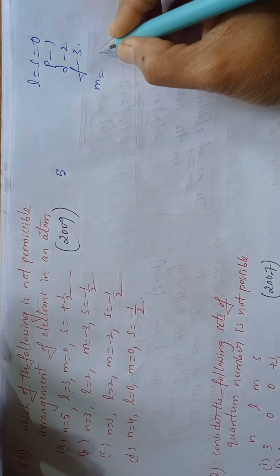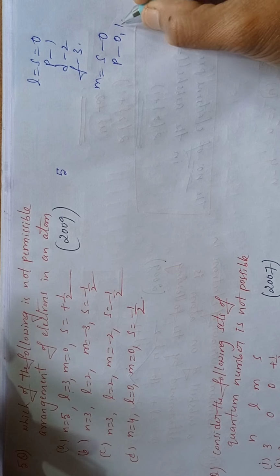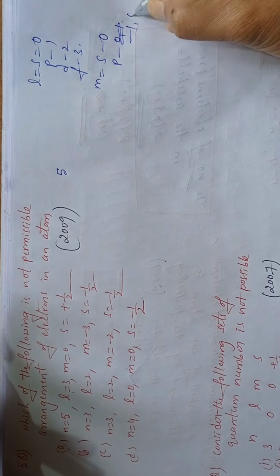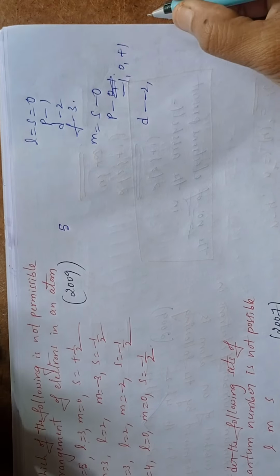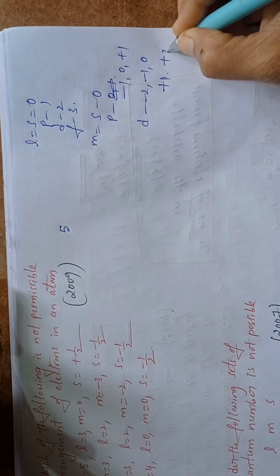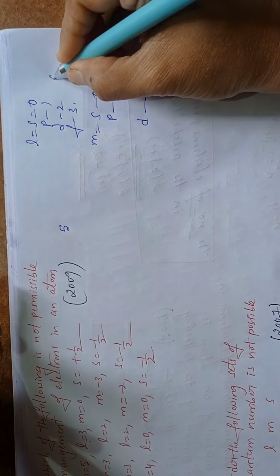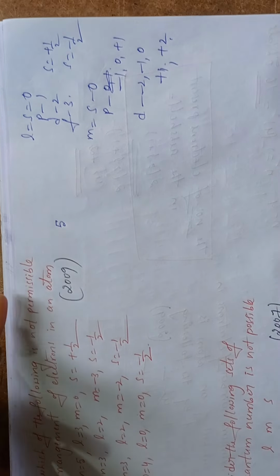And M values for S subshell: 0. For P: -1, 0, +1. For D subshell: -2, -1, 0, +1, +2. Are you clear? Just remember these values. S is equal to +1/2, S is equal to -1/2. So these are the values.